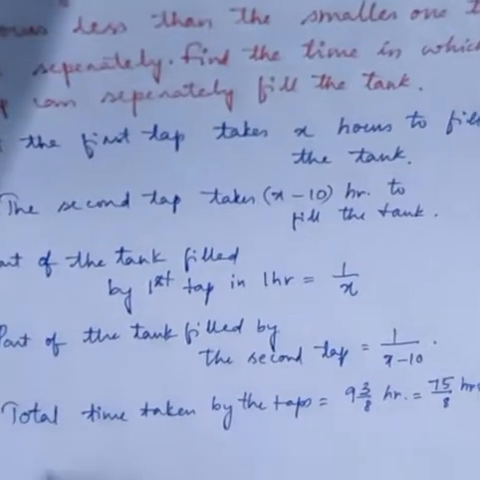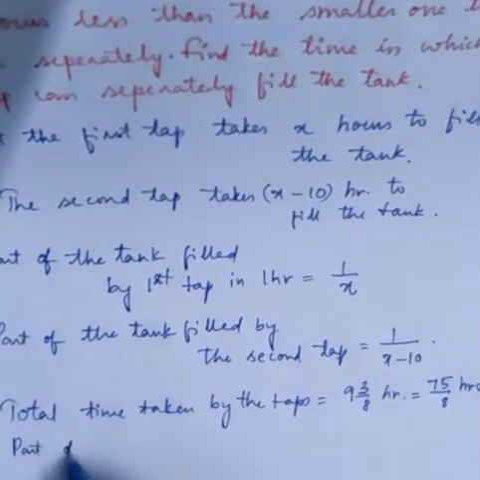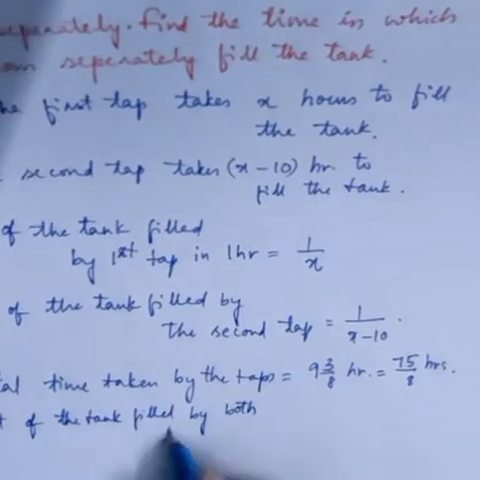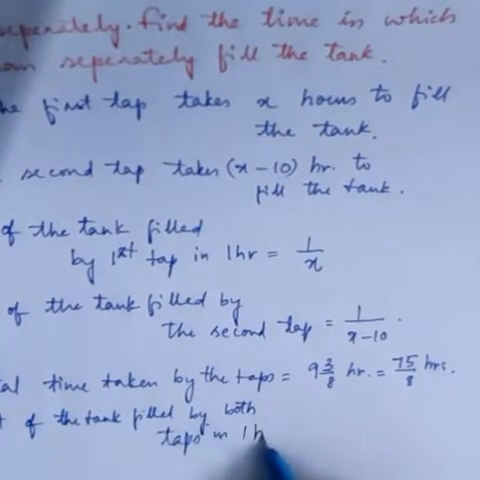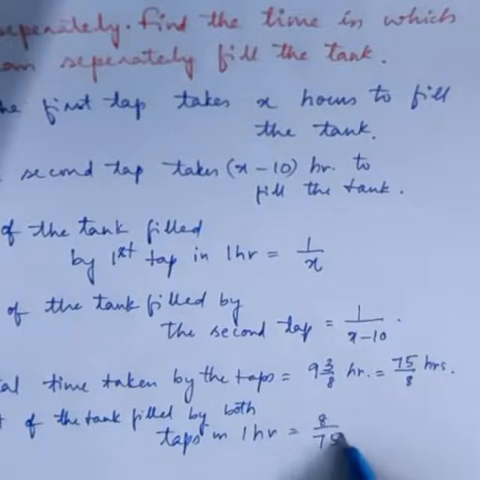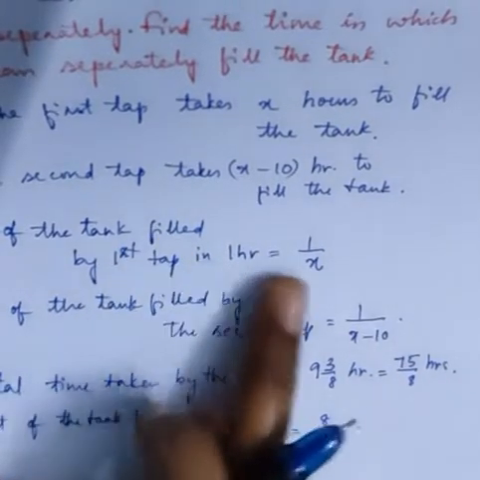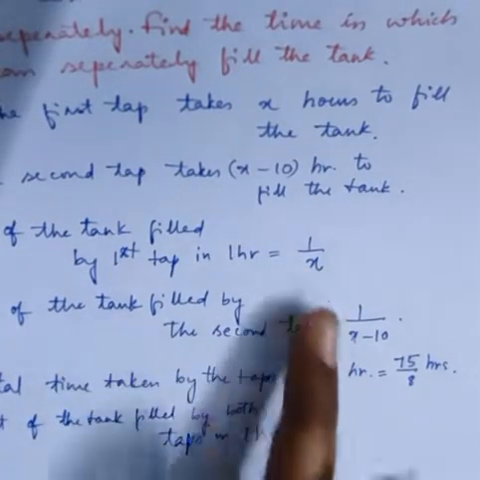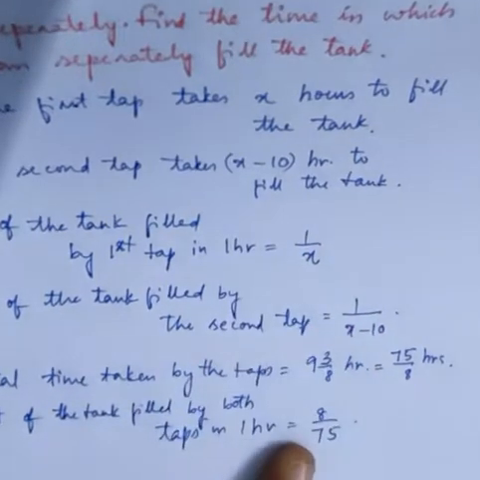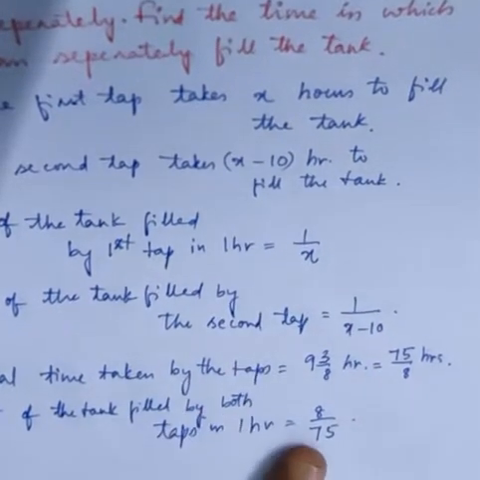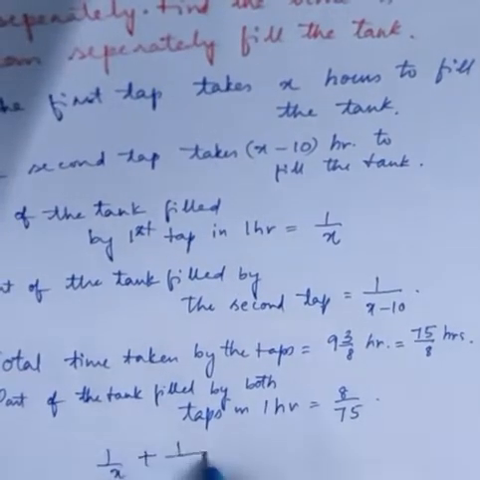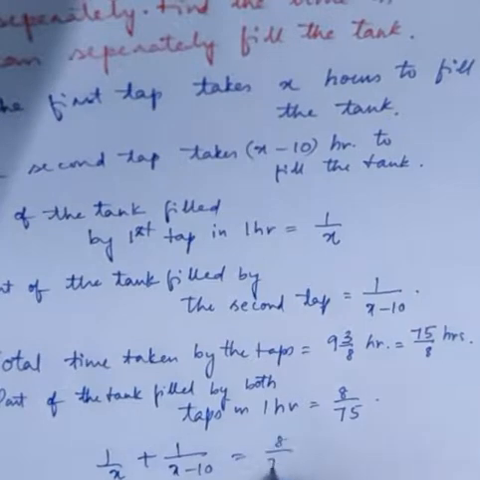So that is the part of the tank filled by both taps in 1 hour, that is 8 by 75. Now this is the part filled in 1 hour by the first tap, and this is the part filled by the second tap in 1 hour. When you add both, you get the part of the tank filled by both taps in 1 hour. So the equation is 1 by x plus 1 by x minus 10 is equal to 8 by 75.